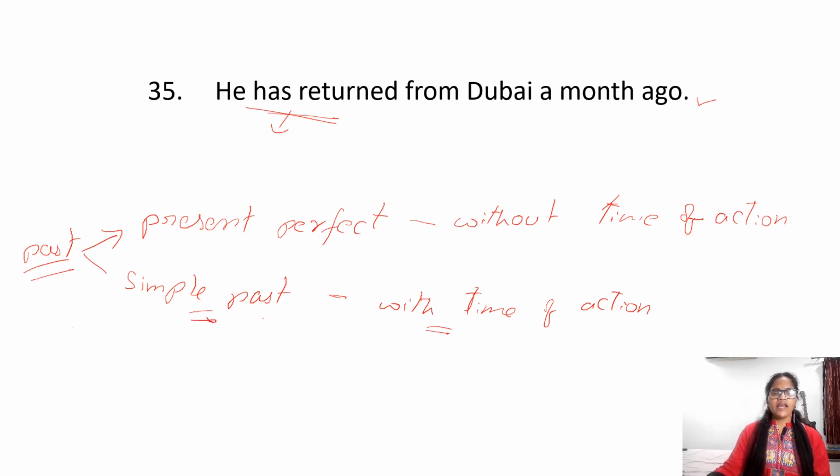So here, he has returned. When did he return? He returned last month. So here the time of action is mentioned. We should use the sentence in simple past, not present perfect. To make it simple past, we should remove has. "He returned from Dubai a month ago" is the correct answer.